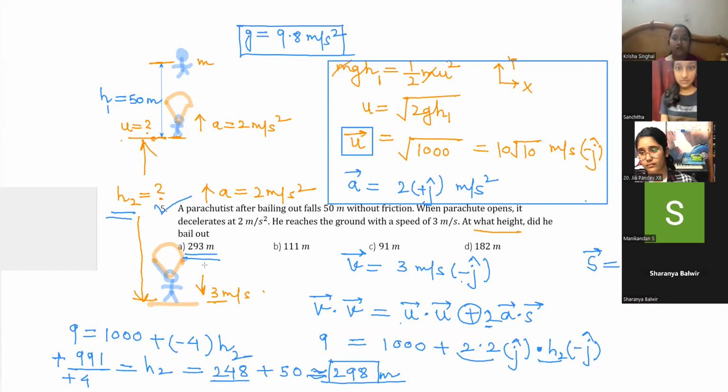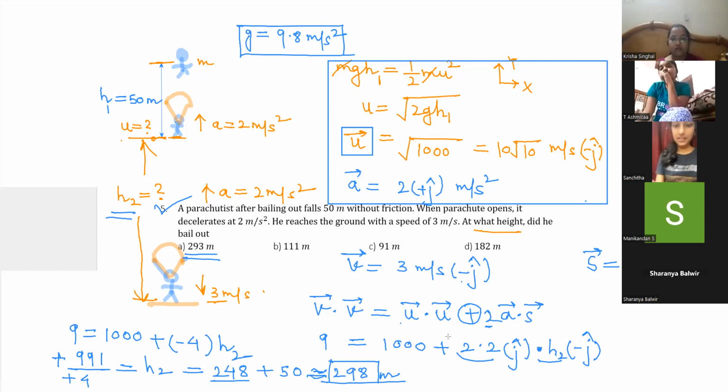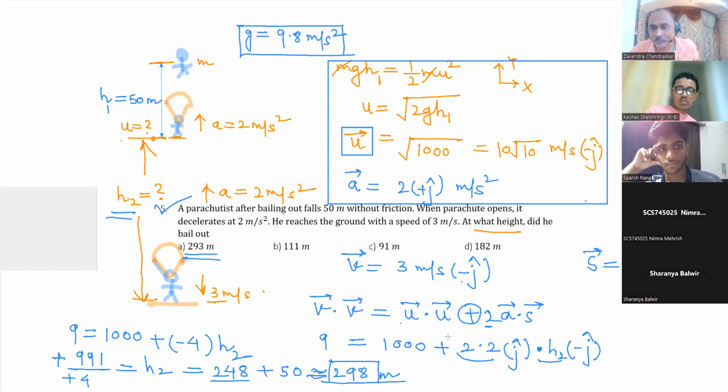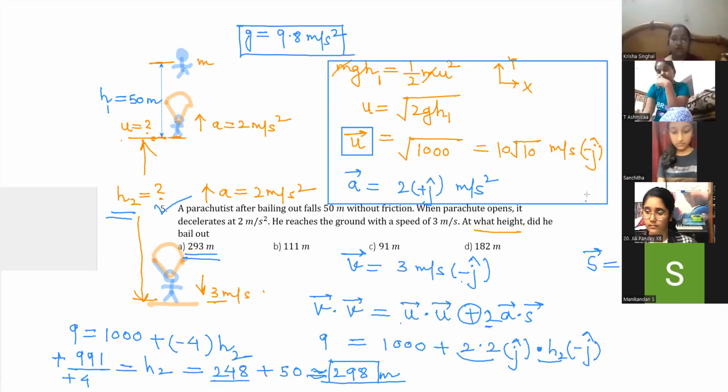Ashmika, you are a NEET aspirant. Okay. Jia, Sanchita, you are not a NEET aspirant. You are? Sharanya? Sir, I am a JEE student. JEE. Sparsh, you want to do JEE Advanced, okay. Nimra, you are a JEE aspirant or NEET? NEET, sir. So you understood this question now? Yes, sir.